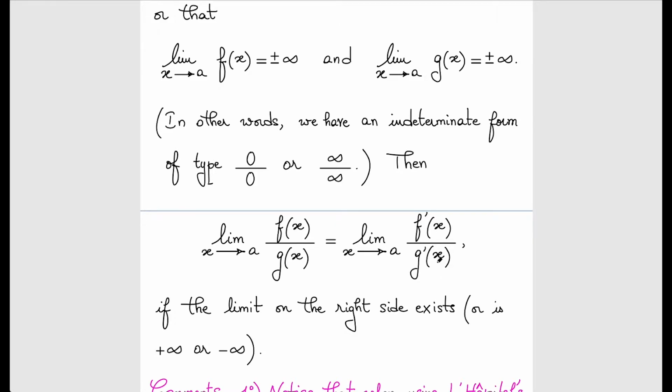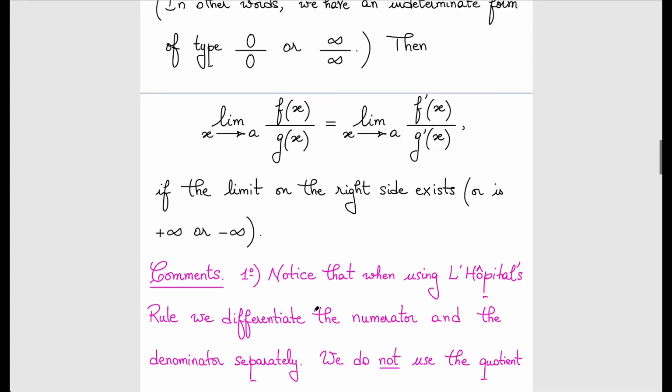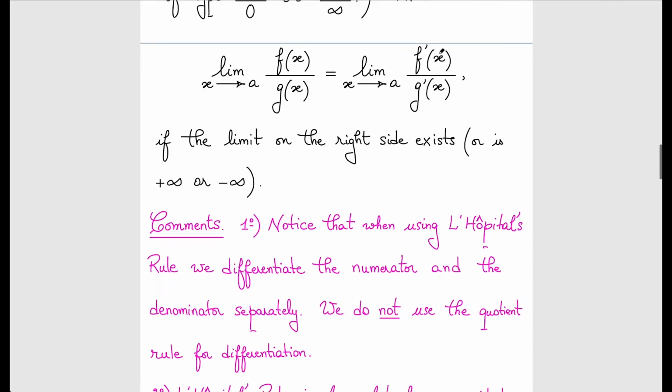Comment number one: on the side, we are not talking here about the quotient rule for differentiation. Notice that when using L'Hopital's rule, which is this formula here, we differentiate the numerator and the denominator separately. We do not use the quotient rule for differentiation. So this is not the quotient rule. This is just differentiating the numerator and differentiating the denominator and taking the quotient between the two. So this is comment number 1.